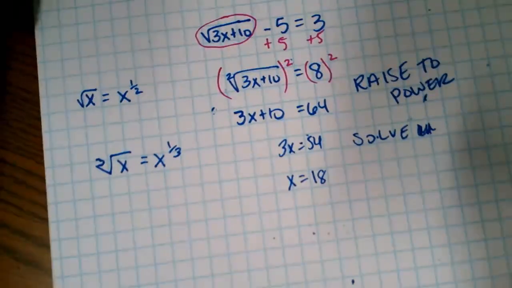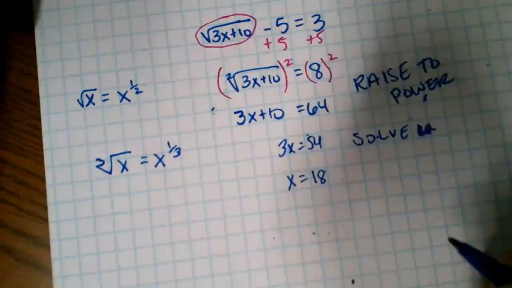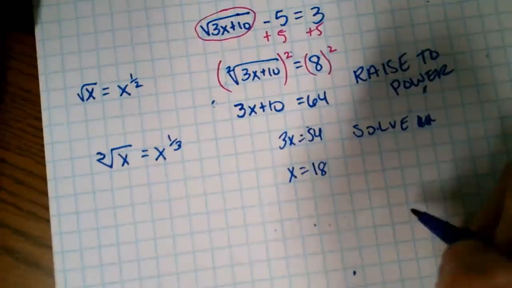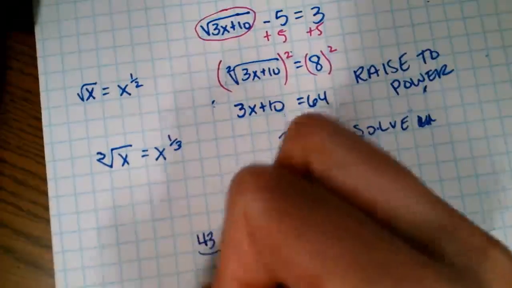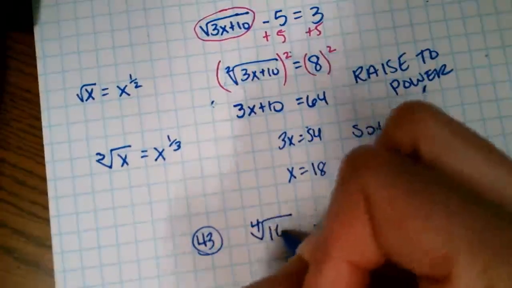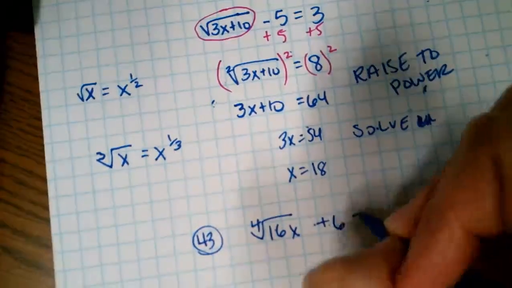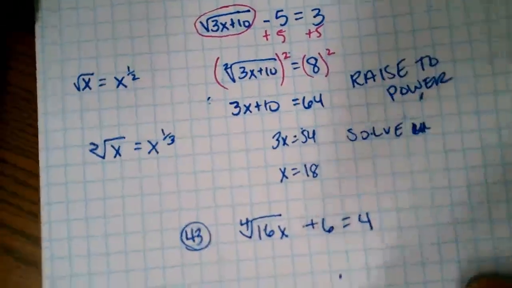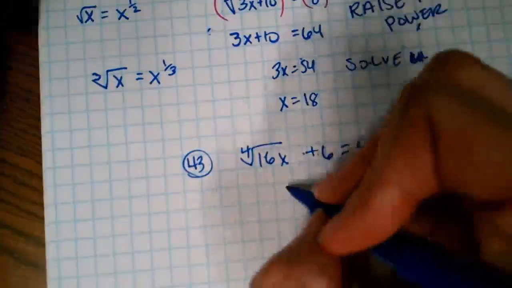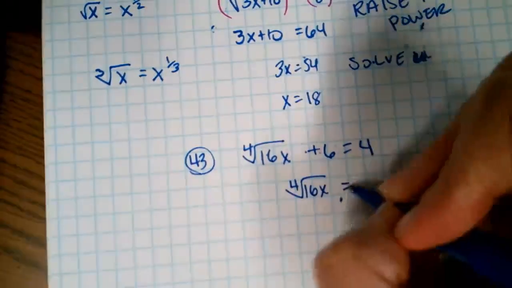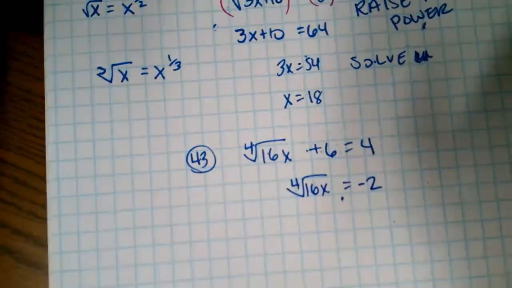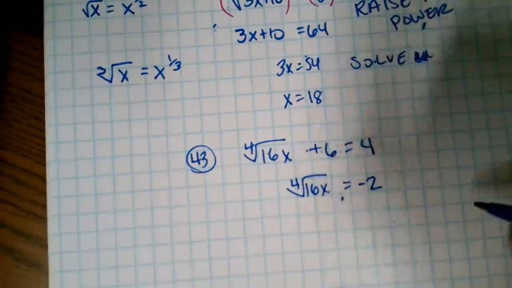Now, when you have more than one radical, let's do number 43 from the review. I've got the 4th root of 16x plus 6 is equal to 4. If I isolate my radical, I get that the 4th root of 16x is equal to -2.